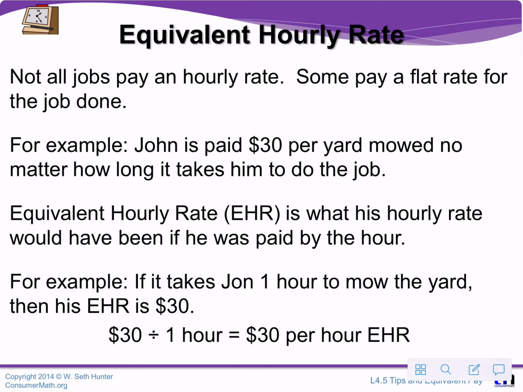So, equivalent hourly rate. Not all jobs pay an hourly rate. Some pay a flat rate for a job done. For example, John is paid $30 per yard mowed, no matter how long it takes him to do the job. Equivalent hourly rate, EHR, is what his hourly rate would have been if he was paid by the hour. For example, if it takes John 1 hour to mow the yard, then his EHR is $30. 30 divided by the hour, 1, is $30 per hour.